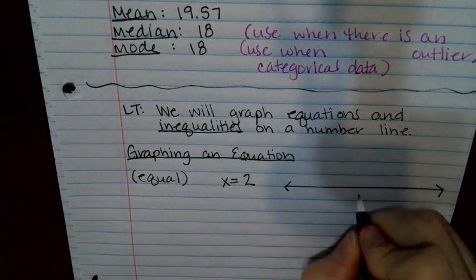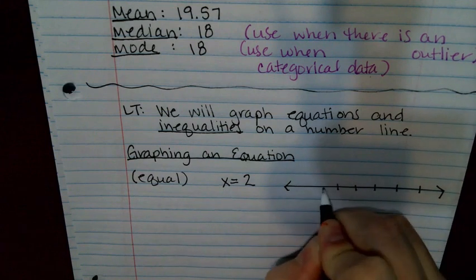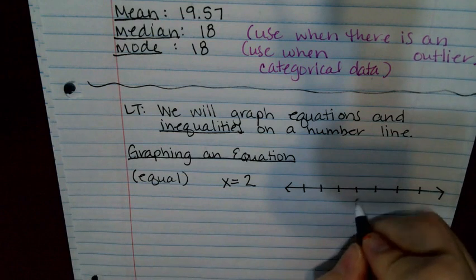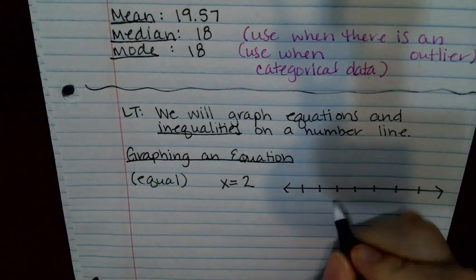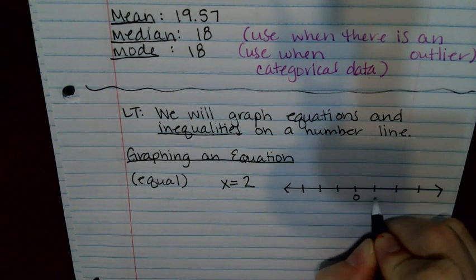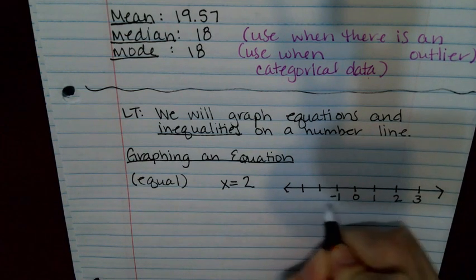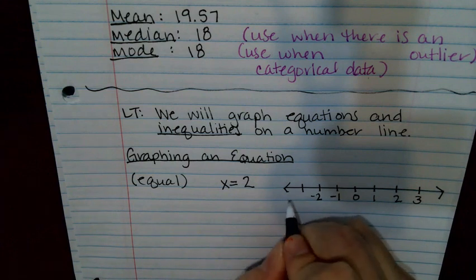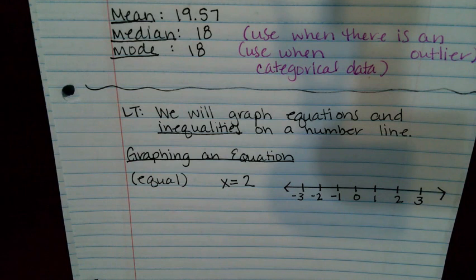So what I'm going to do is make these equal intervals. And I'm going to put 2 somewhere. I just need to make sure that on my number line is 2. And so if this is 0, 1, 2, 3, this would be -1, -2, -3. Yep, you can have negative numbers on your number line, okay?